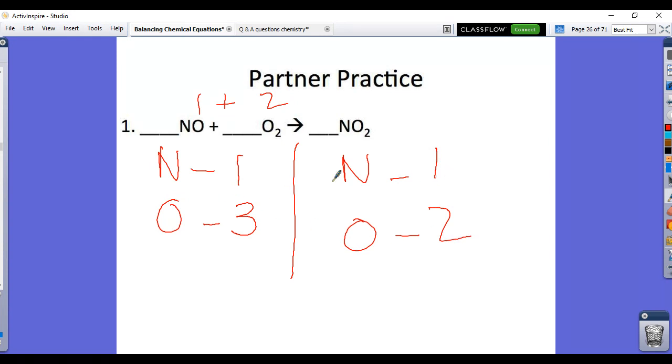All right, so nitrogens are good, but our oxygens are unbalanced. Now, when you are balancing these equations, you have to balance them with the smallest number possible.